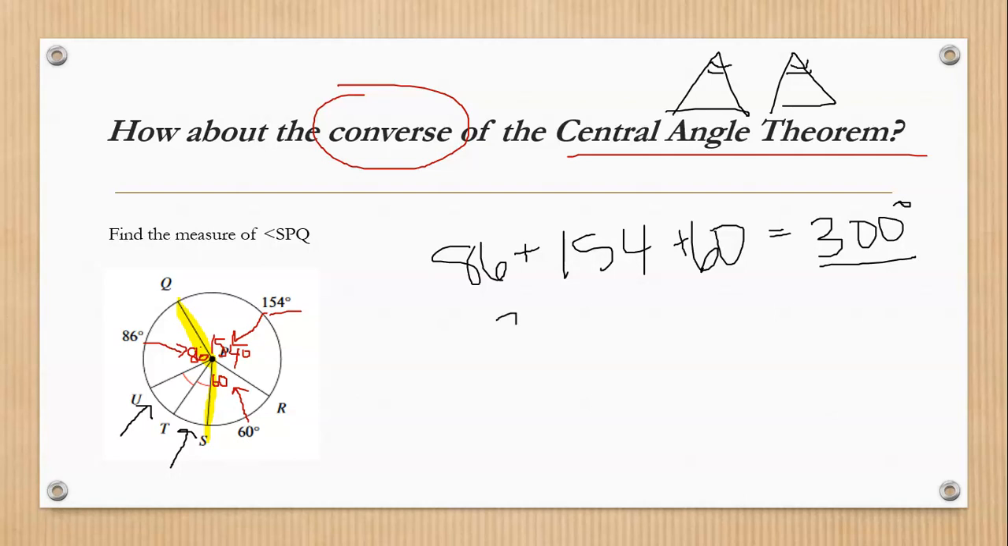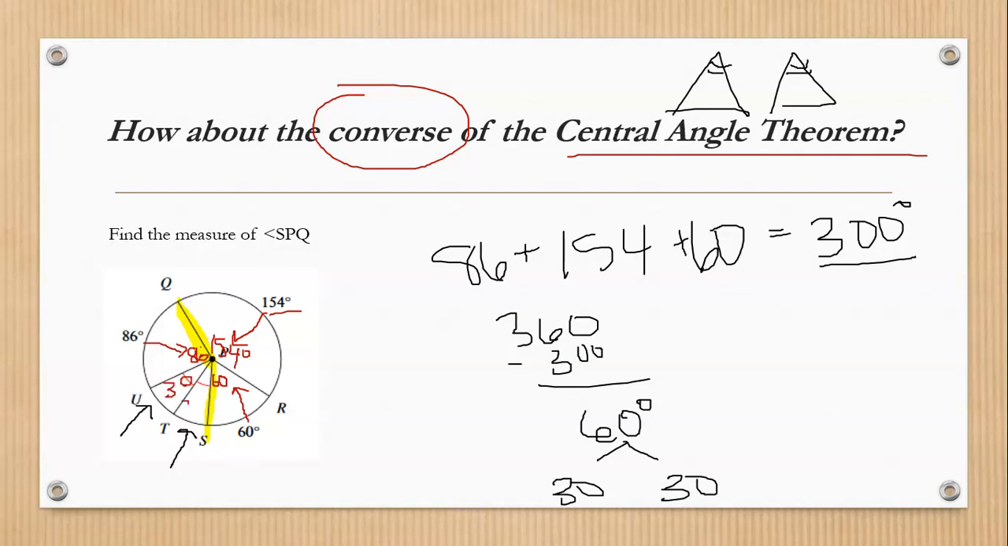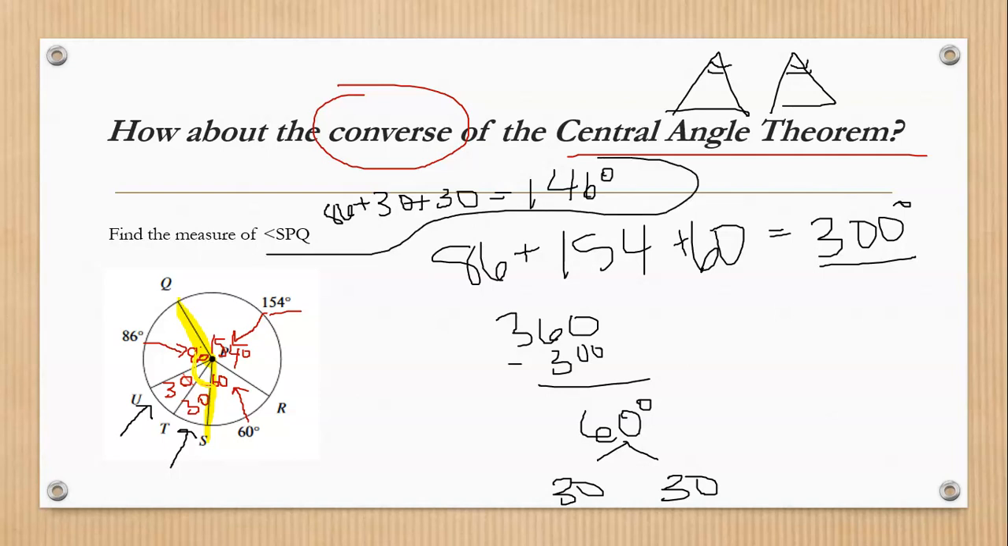And we know there's a total of 360, right? So let's see how many degrees are left. 60 degrees left to use up for our angles. And we know those two angles have to be equal. So they must each be 30 degrees. So we found each of these is 30. So if we're going to look at the yellow angle this way, we're going to add up 86 plus 30 plus 30, right? So is that 146? That's what we're going to go with for the angle SPQ.